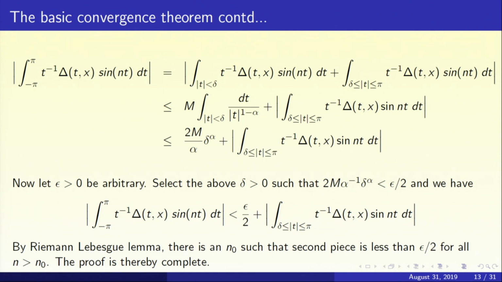Now the second piece, remember, 1 upon t is continuous from delta to pi. The problem is near the origin, but the origin is far away. We have cut out an interval from minus delta to delta. So the place where the 1 upon t is misbehaving has been excised out. So we have got an integral from delta to pi. 1 upon t is continuous, capital delta is continuous, and we have got a sine nt.